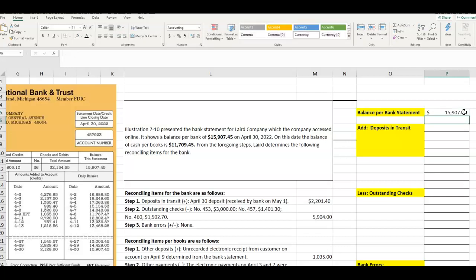Deposits in transit, 12-201-40. Outstanding checks, we're going to list those individually. Because during the next month, 2 of those may come in and 1 may not, and we'll have to keep a record of all the outstanding checks. If they go on a little bit long, you'll probably want to call the customer or the vendor and see what's going on.